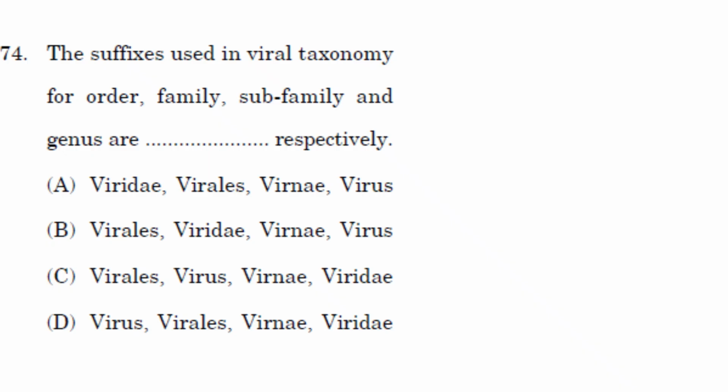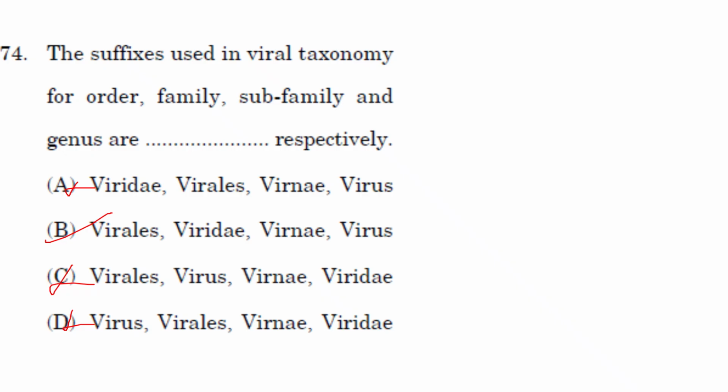Then the suffixes used in viral taxonomy for order, family, subfamily, genus are. For order it is virales. So A can be eliminated, D can be eliminated. Virales, then family Viridae. So B will be the correct answer. Then subfamily Virinae and genus virus: Rhabdovirus, Ebola virus, hantavirus. So that is the genus virus. So B is the answer.